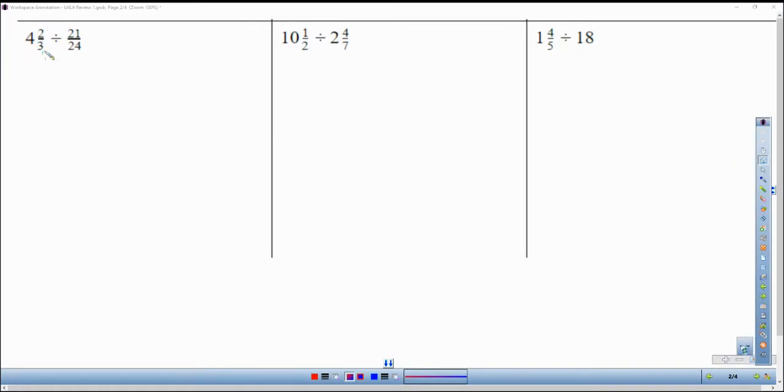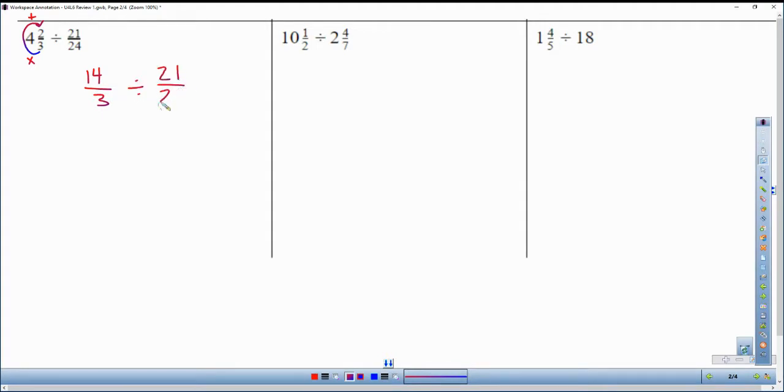Okay. All right, now here we have a mixed number. We have to do keep, change, flip. We need two fractions, so we need to change this to an improper fraction. So we're going to do the swoop for 4 2/3. We're going to multiply and then add. 3 times 4 is 12, plus 2 is 14/3. Now this other fraction is already a fraction, so we don't have to do anything with that.